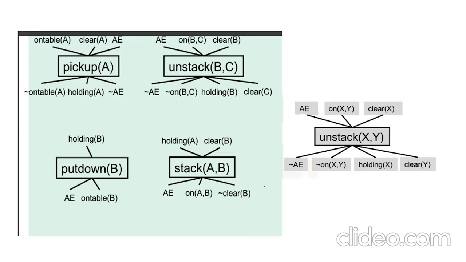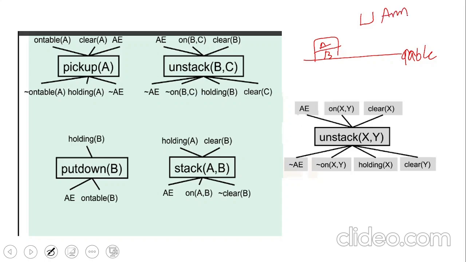Okay, first is pick up a. Pick up a means assume that we are having like this, and this is the table. Okay, we are having like this. Assume that I'm having A and B like this. Now arm A. Pick up A. This is the arm. Okay.